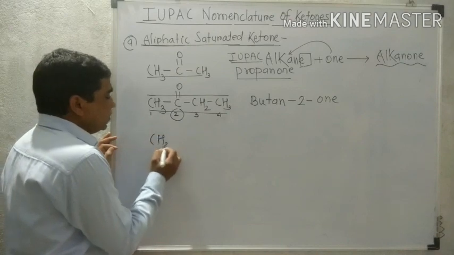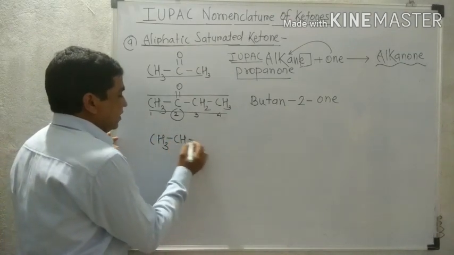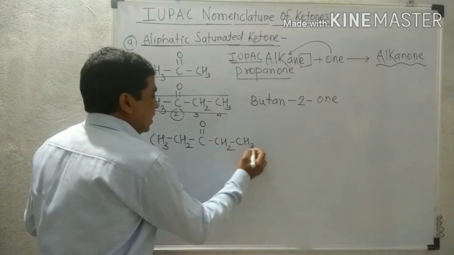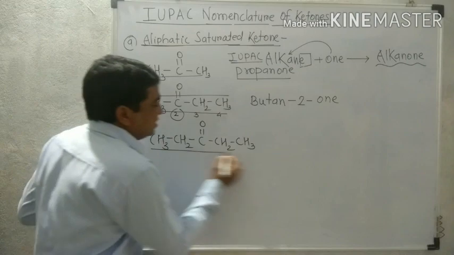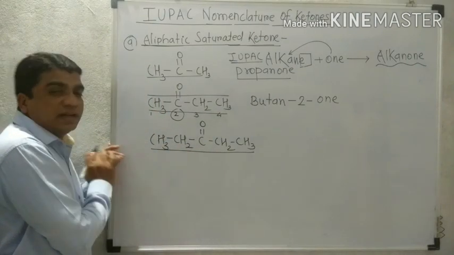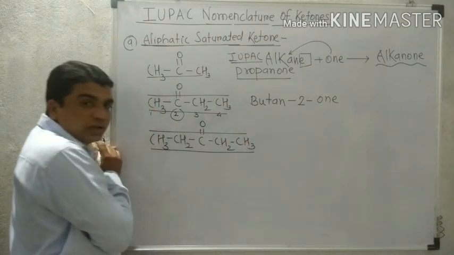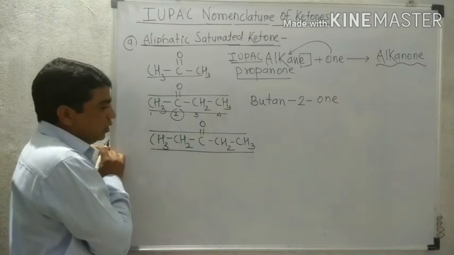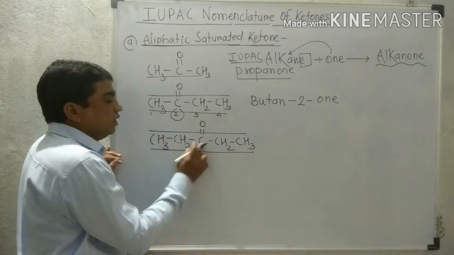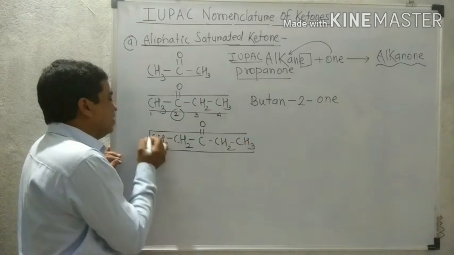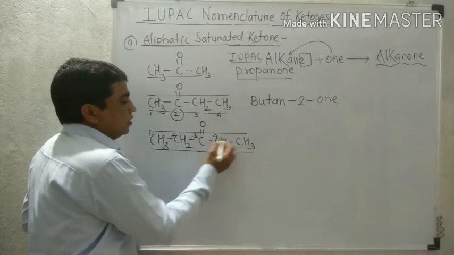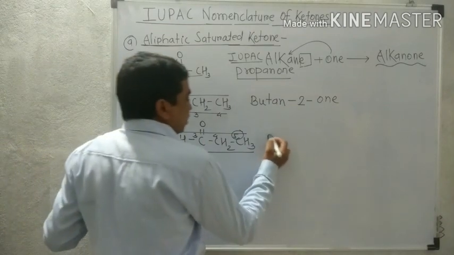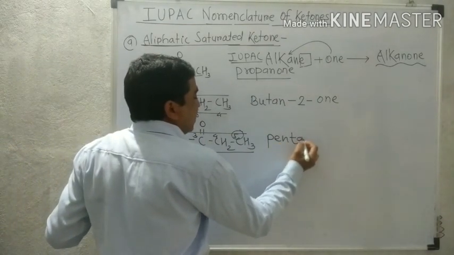After this, the example like CH3 CH2 C double bond O CH2 CH3. Again, select the longest continuous chain from the structure. This is the longest continuous chain. There is no other option. Then number the carbon chain from that end which is nearer to the C double bond O. From this carbon 1, 2, 3. From this carbon 1, 2, 3. You can number it from either side. All are similar. How many carbons are in the carbon chain? 5. Therefore, the respective alkane is pentane.